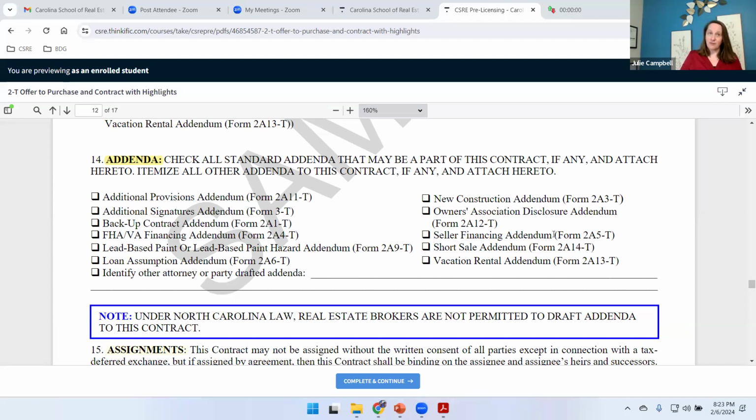Because remember, the addendum adds to and becomes part of the offer to purchase and contract. So we need to make sure we're including it when we submit the offer.